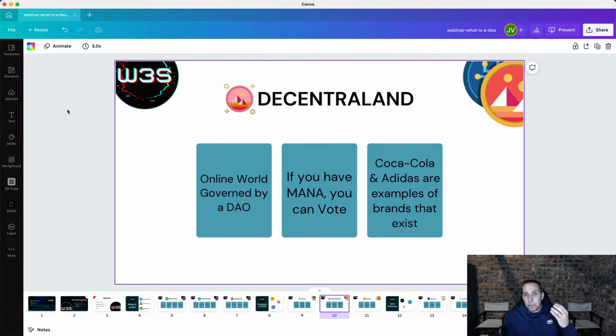You are able to purchase your own land, and you are able to enter metaverses on Decentraland. It's really such an amazing ecosystem over there. They are innovating like you've never seen before. But what a lot of people don't realize is that Decentraland is an online world governed by a DAO.